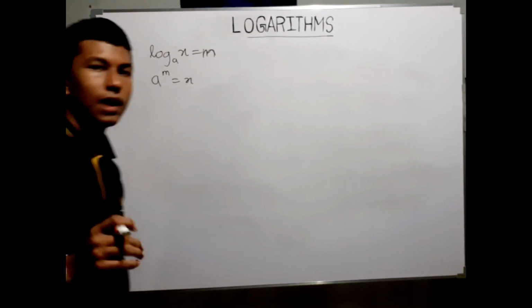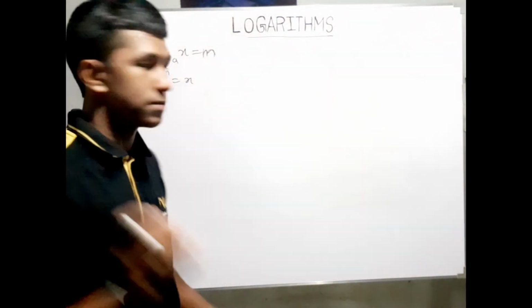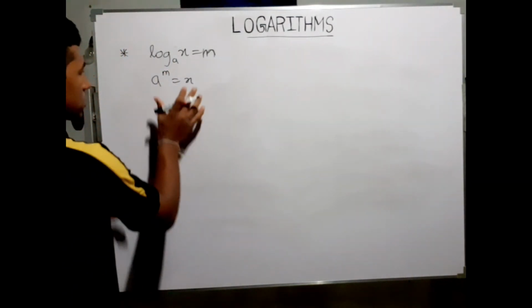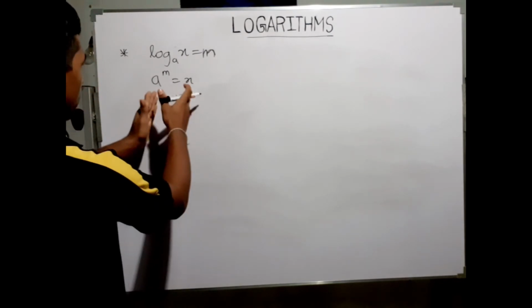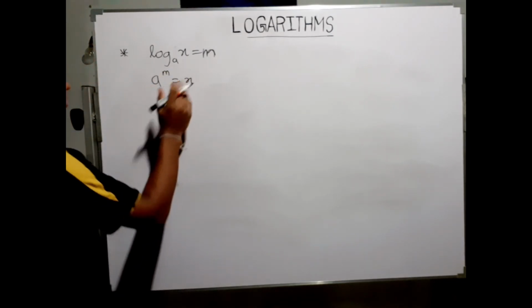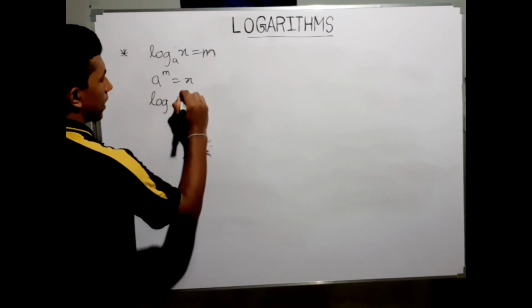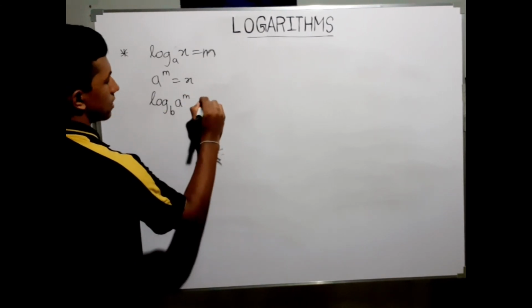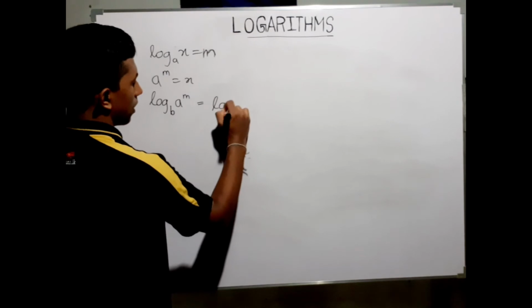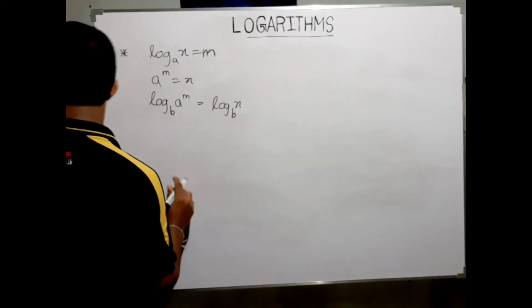Now we are going to apply log to the base b to both sides. It's possible since both are equal. So a to the power m is equal to x. And we're going to apply log value of a to the power m to the base b is equal to log value of x to the base b.